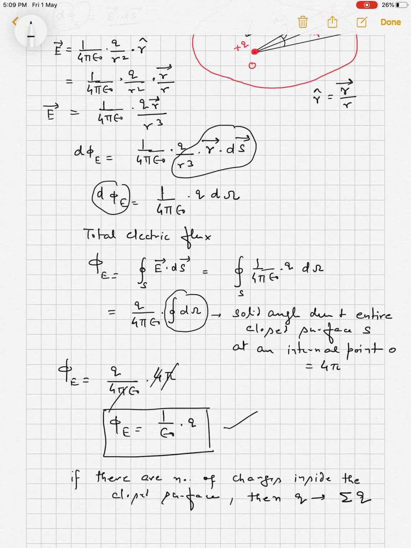So here in this formula it is clear that no other quantity is appearing. Only the charge q enclosed by the surface is coming, and the permittivity of free space. So whatever be the size of the surface, the electric flux will be the same if the charge enclosed by the surface is the same. So that's all for today's topic.